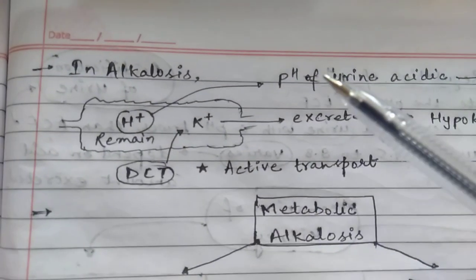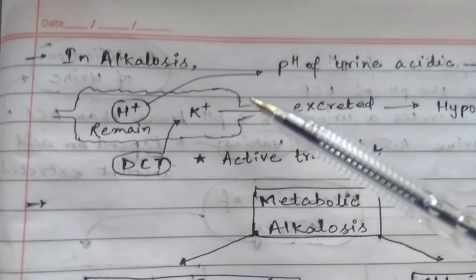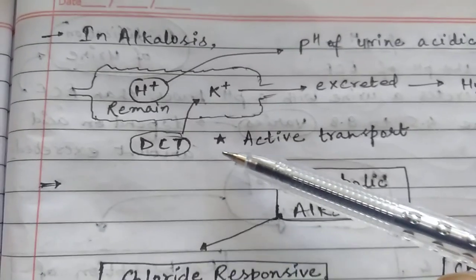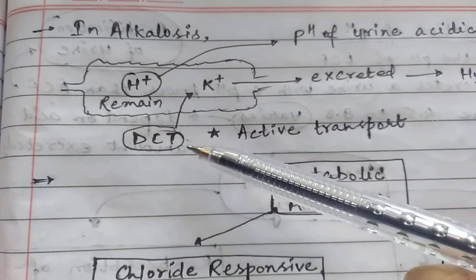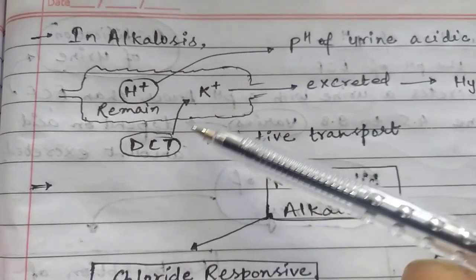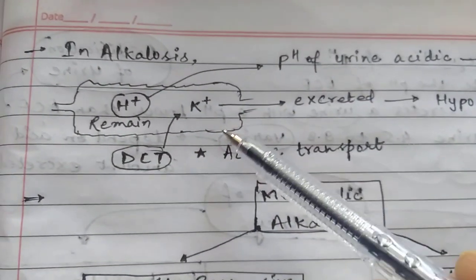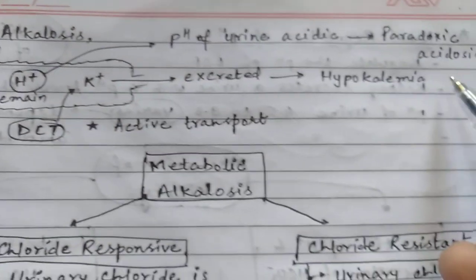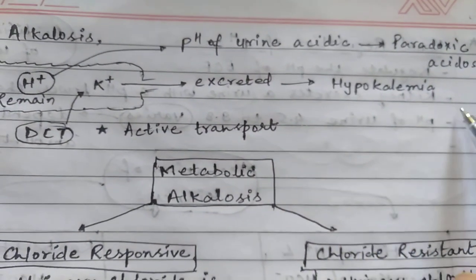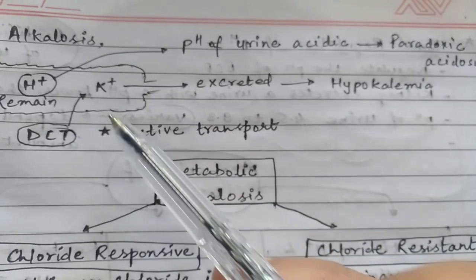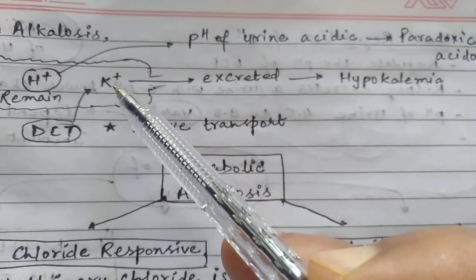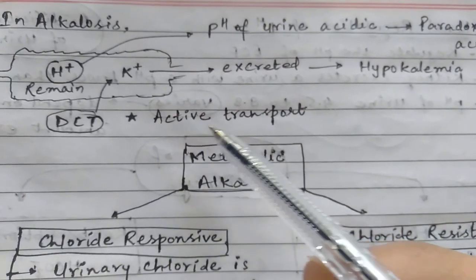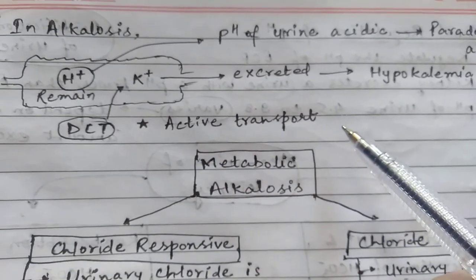So student, in metabolic alkalosis, you can see in the distal convoluted tubules the potassium is getting out from the cells and excreted through the urine, and this case is known as hypokalemia. So hypokalemia takes place due to the loss of the potassium, and it takes place by active transport.